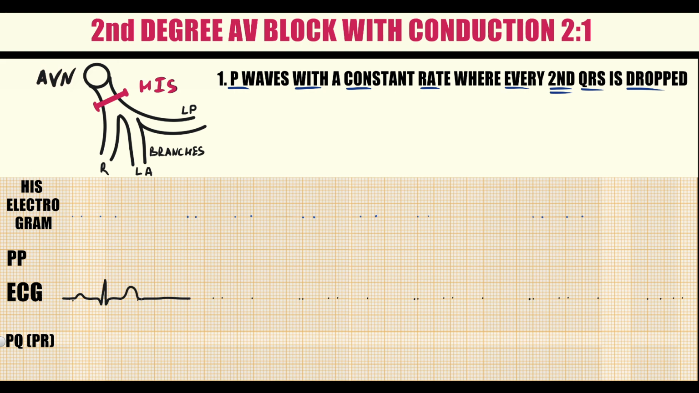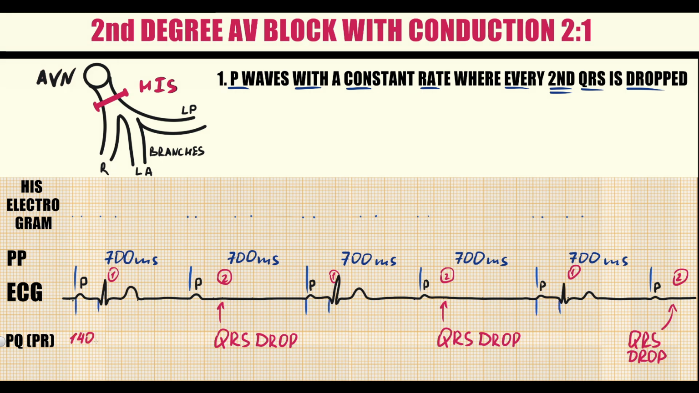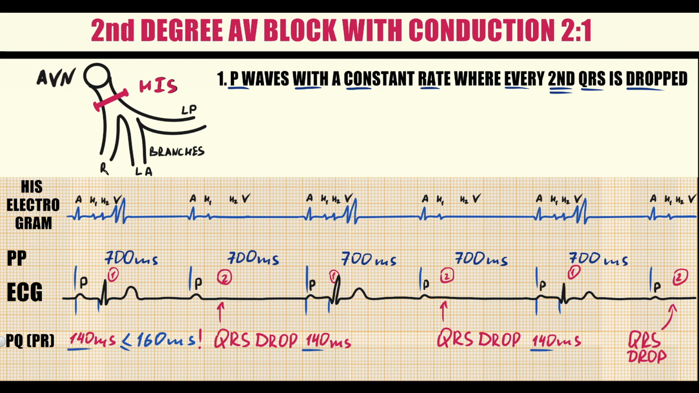When the block is located at the level of His bundle, we see almost the same picture, but with some differences. In fact, a normal PR, particularly less than 160 milliseconds during 2 to 1 AV block, is virtually diagnostic of intra-His block if the QRS is narrow. On electrogram, we again see splitting of H spike into two different spikes, H1 and H2, with drop of H2 and V spikes.